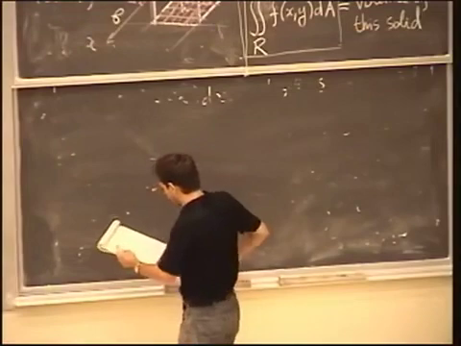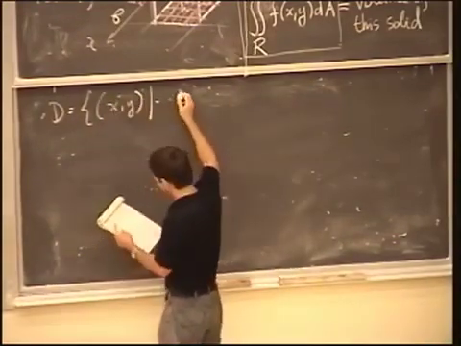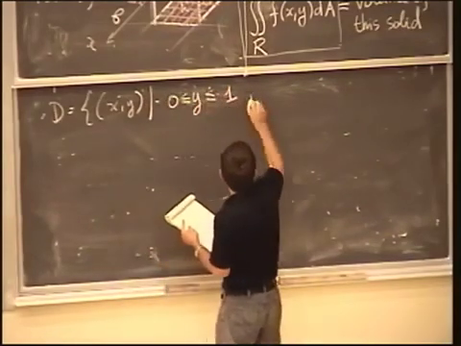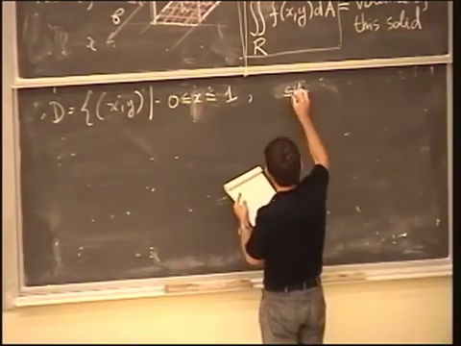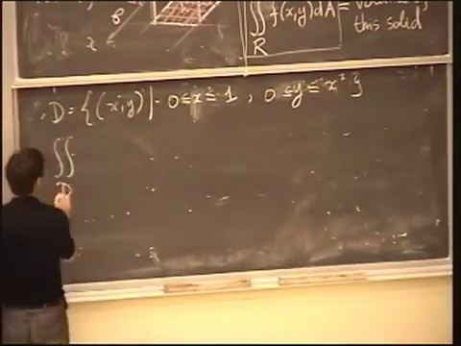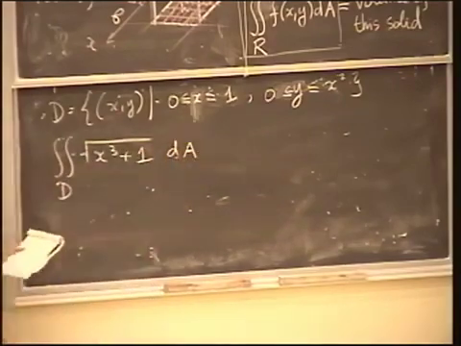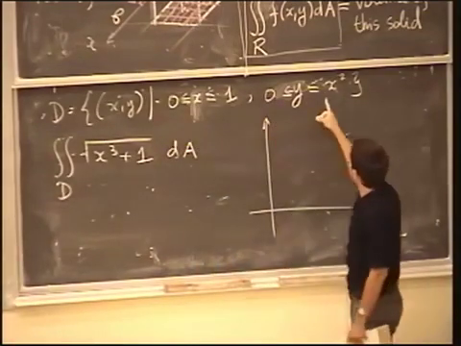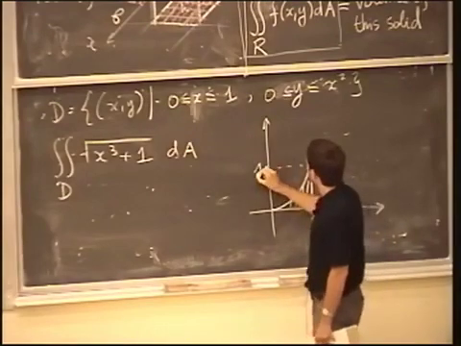So suppose you have the region like this. You have x, y, where x is between 0 and 1, and y is between 0 and x squared. And you are asked to compute the integral of the function square root of x cubed plus 1 dA. Okay? So let's draw this region. So x between 0 and 1, and y between 0 and x squared is a parabola. Like this, so this is the region. This is 1, this is 1.